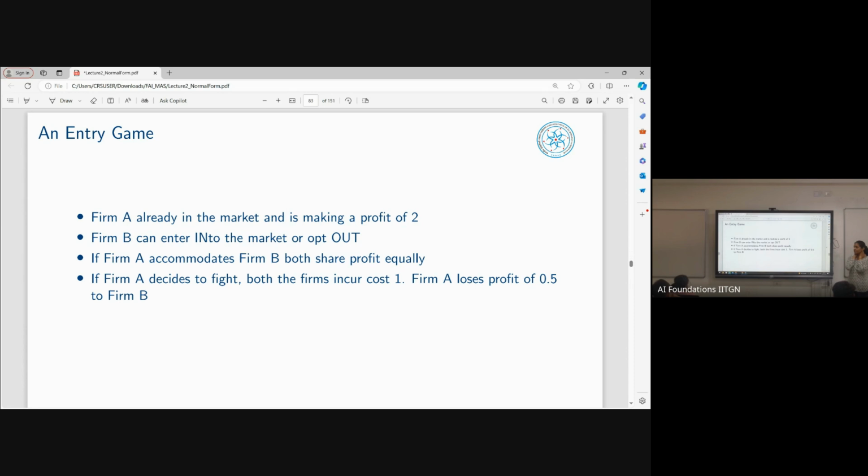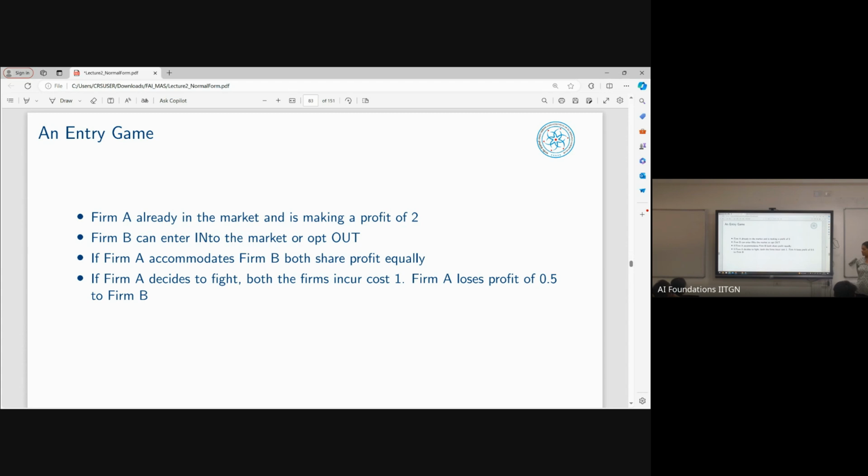So there is a market or there is a firm already and it's making... Yes. Question, please. Okay, if there are no questions, the game is that there is already a firm which is making a profit of 2. Now firm B is trying to enter into the market or opt out. If firm A accommodates, firm B is very happy entering, and both of them share the profit. If they put up a fight, then both of them incur a cost because of the fight, that is 1. And on top of that, firm A also loses 0.5 of its profit to firm B.